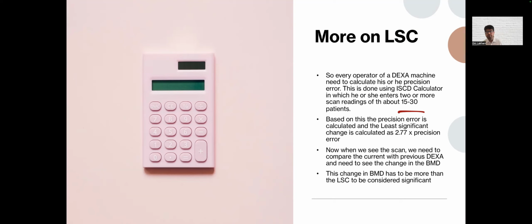Now you have a patient, you have 2 DEXA readings of the patient. Let's say we have a Mrs. X, in which you have taken the value in 2021 and now 2023, right? So you need to first see the bone mineral density value, not the T-score, okay?